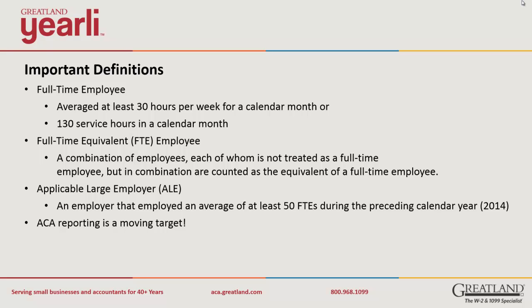A full-time equivalent employee is a combination of employees, each of whom is not treated as a full-time employee, but in combination are counted as the equivalent of a full-time employee. Another common term is the applicable large employer, or ALE. This is an employer that employed an average of at least 50 full-time equivalents during the preceding calendar year. For 2015 filing, you determined whether you are an ALE based on 2014 data.